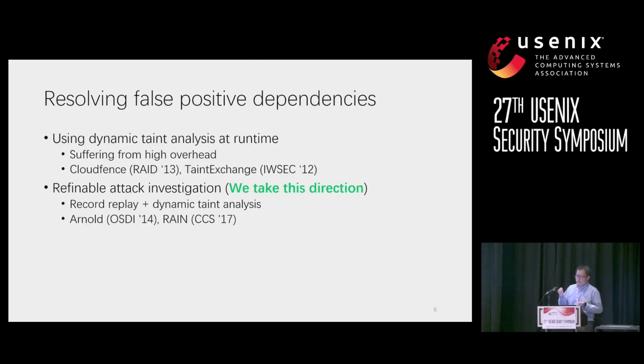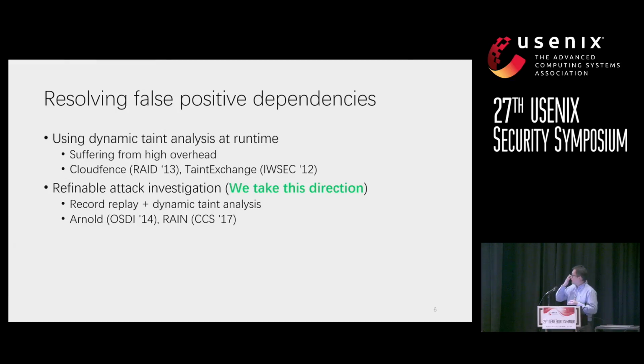There are mainly two categories of taint analysis that have been presented. The first category, like Cloudfence or Taint Exchange, focuses on using the taint analysis directly at the runtime of the program, and then they can track the accurate dependency from one host to the other. However, since taint analysis, as we know, is very expensive, they suffer from very high overhead, which can be over 10 times or even 30 times higher.